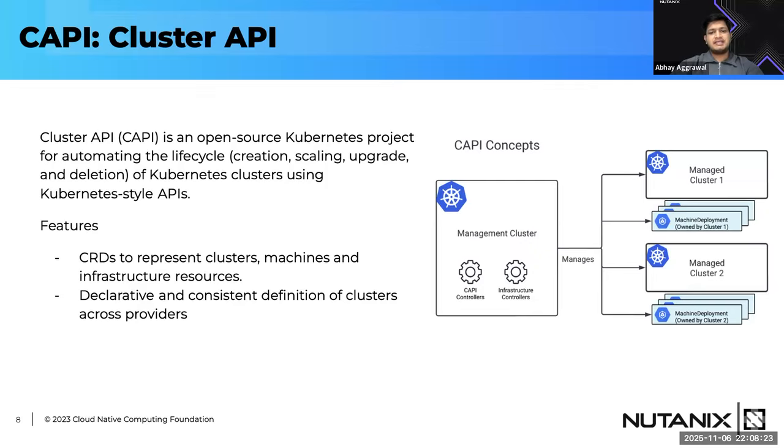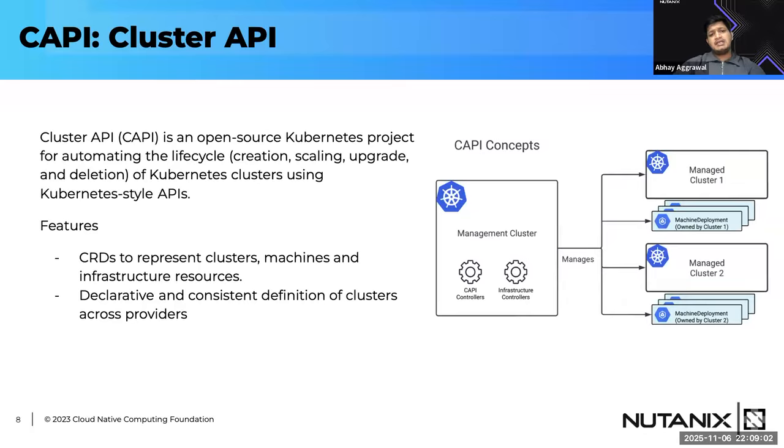So let's start with CAPI, which is Cluster API. So what exactly is Cluster API and why does it matter? Cluster API is an official Kubernetes sub-project under CNCF. It's been around since 2018 and has matured significantly. It's now used by major enterprises worldwide. The core idea is brilliant in its simplicity. If Kubernetes can manage application workloads declaratively, why not use the same approach to manage Kubernetes clusters themselves?